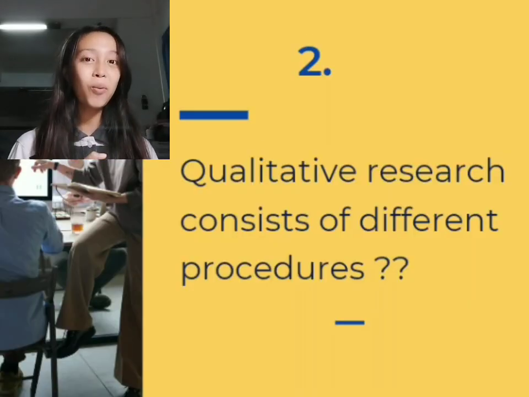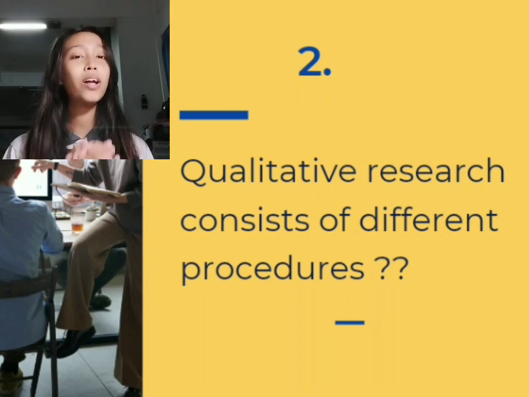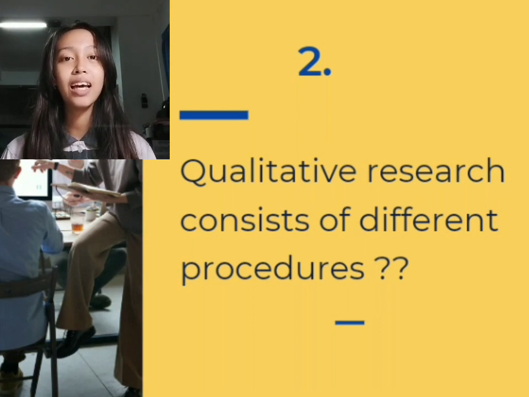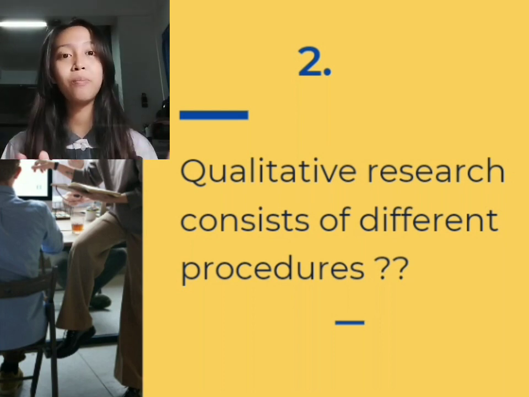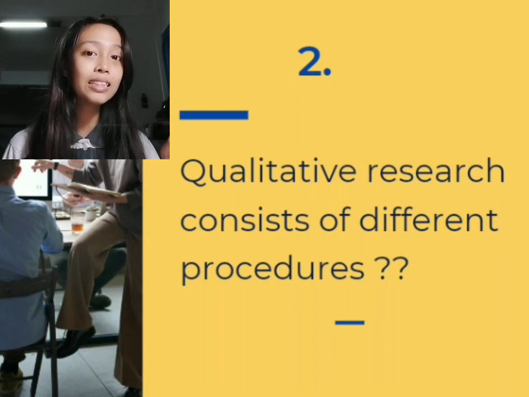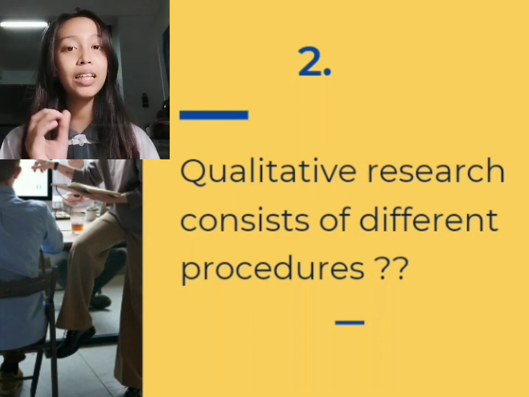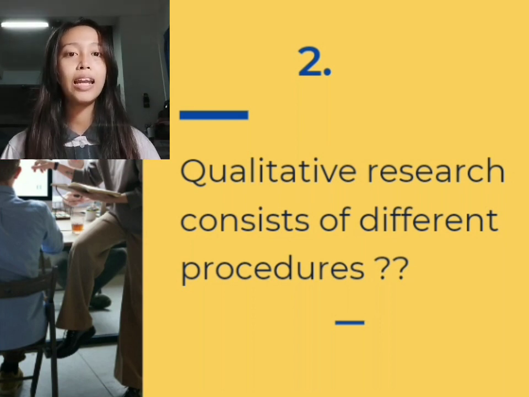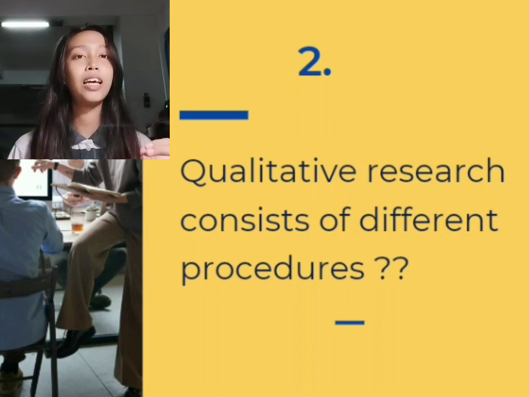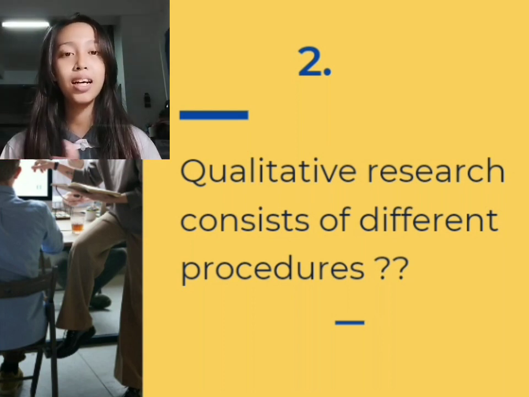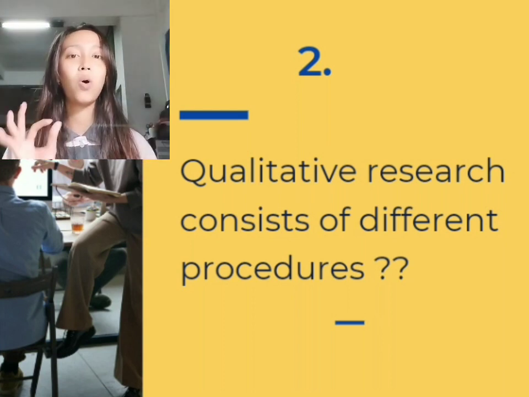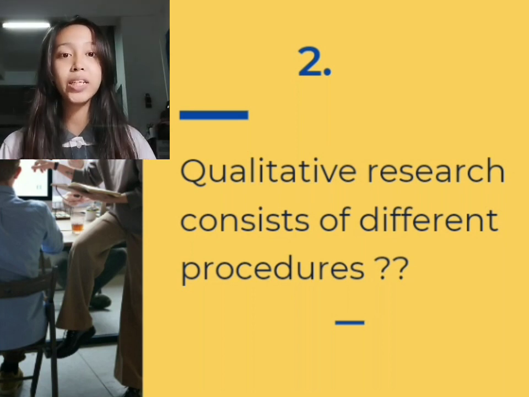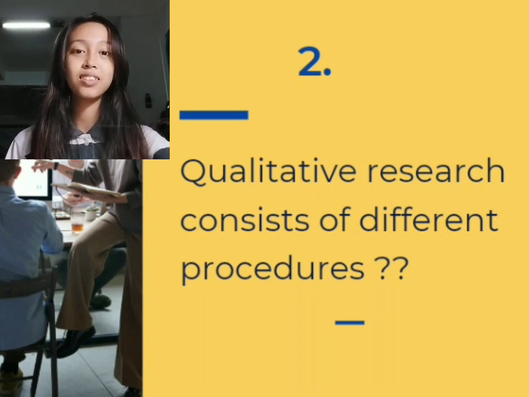So here, the second component of qualitative research is that qualitative research consists of different procedures. What is meant by this? Consists of different procedures is of analysis or the interpretation that are used to arrive at the findings and the theories. And this procedure includes techniques for conceptualizing data. And this process is called coding, which varies due to the training, experience, and the research objective.